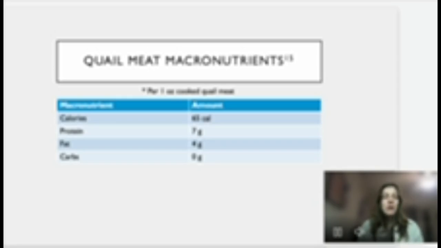So for 1 ounce of cooked quail meat, this is no seasonings or anything added, it has 65 calories, 7 grams of protein, 4 grams of fat, and 0 grams of carbs. And just to break it down a little further for you, in 1 gram of fat, there are 9 calories. In 1 gram of protein, there are 4 calories. And in 1 gram of carbs, there are also 4 calories. So that's kind of how that's broken up.